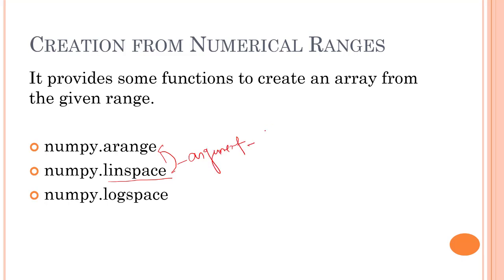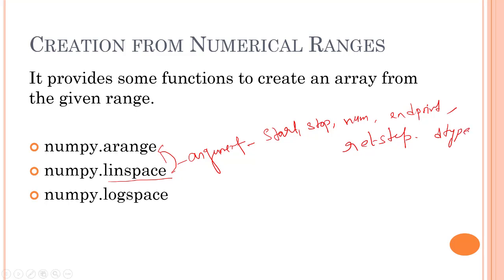It also follows some parameters: start, then stop, then num, then endpoint, then retstep, and at last dtype, because we have to give the type of the data to create a particular array. Start, as I told you, will be the first interval and by default it will be 0. Then stop is the end. Then comes num.